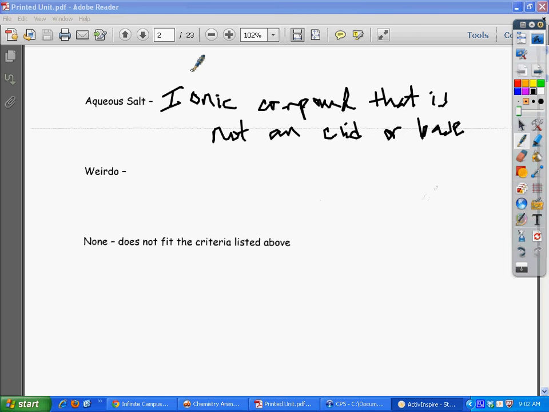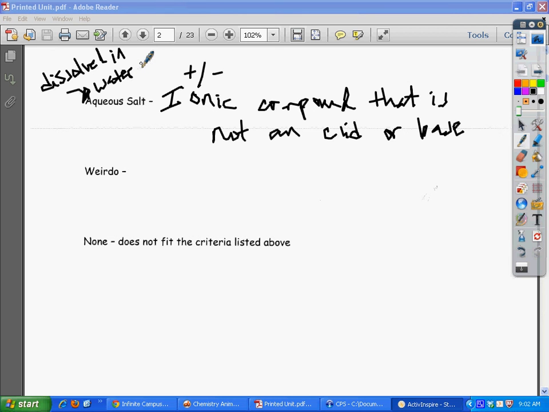Aqueous, what does aqueous mean? It's dissolved in water. So when you dissolve that ionic compound in water. And most of our chemistry that's going to be discussed next year is aqueous chemistry, aqueous solution chemistry.